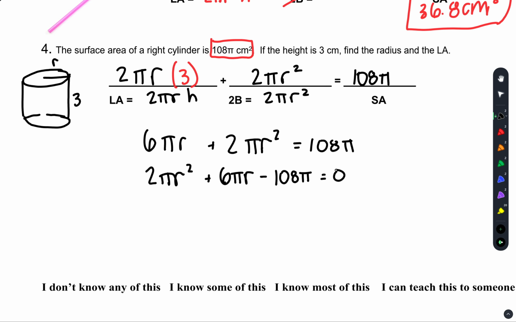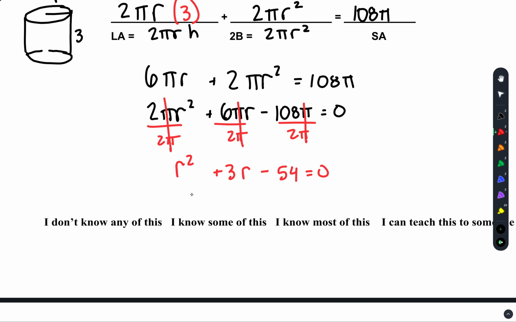Do I have a GCF in this problem? What can I take out of all three, Caitlin? 2 pi. Beautiful. Divide everything by 2 pi. That means all these pi's are going to cancel out. And I should be left with R squared plus 3R minus 54 equals 0. And this is a good old factoring problem. Factors that multiply to 54 but add up to 3. I should have R plus 9 and R minus 6 equals 0.